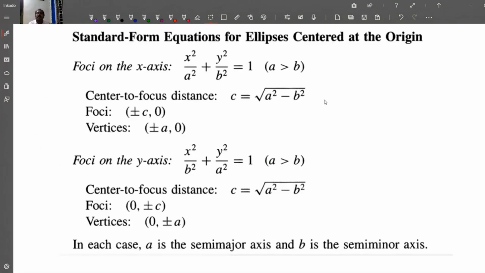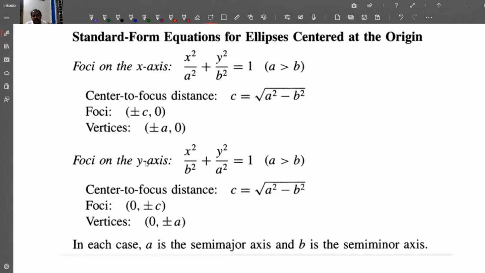Let us summarize the standard form equations for an ellipse centered at the origin. Now if the foci are on the x-axis, the ellipse will be of the form x square by a square plus y square by b square is equal to 1, with a greater than b. Then the center to focus distance is square root of a square minus b square, and the foci are (plus or minus c, 0), vertices are (plus or minus a, 0).